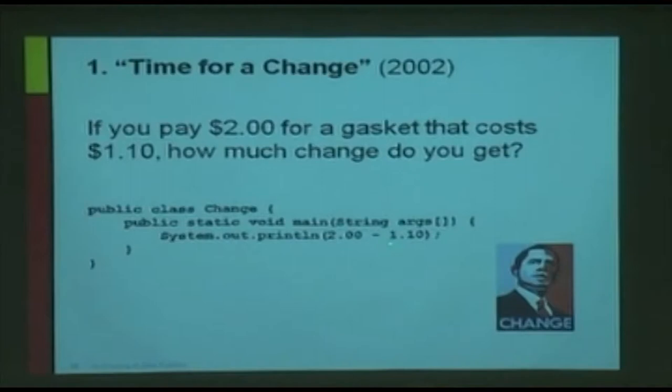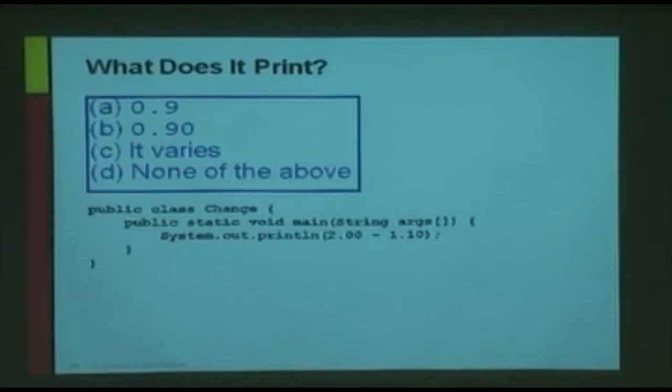Does it print 0.9, kind of dropping off that last digit, can't remember how many digits there are on the input? Does it print 0.90, remembering the digits? Or does it vary maybe from implementation to implementation, depending on whether you're running OpenJDK or IcedTea or what have you? Or none of the above? There's just something else. Those are your four choices.